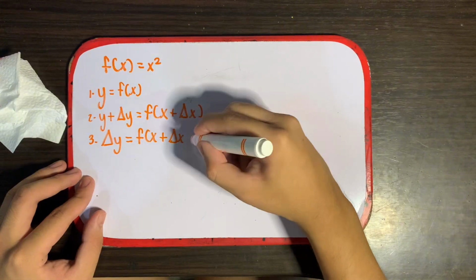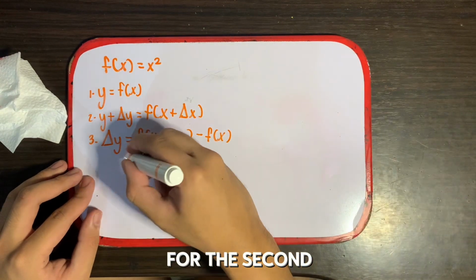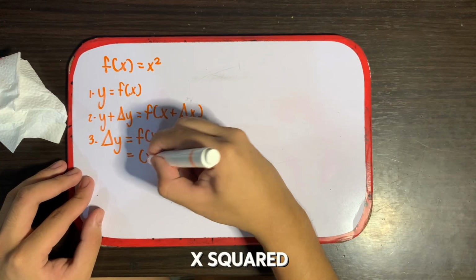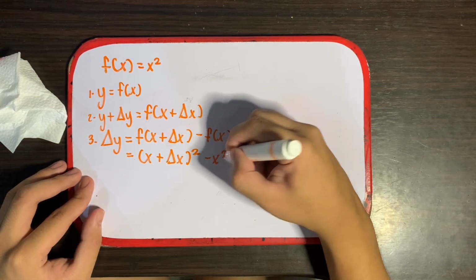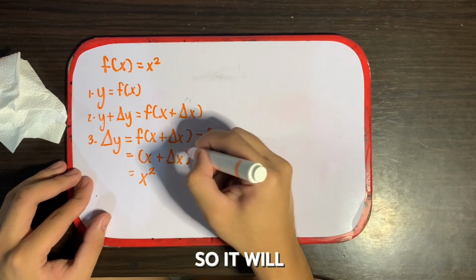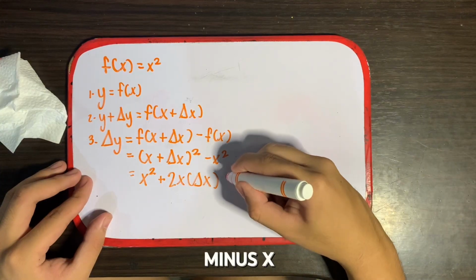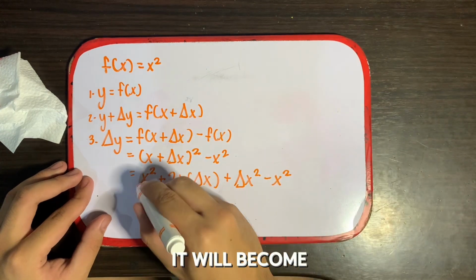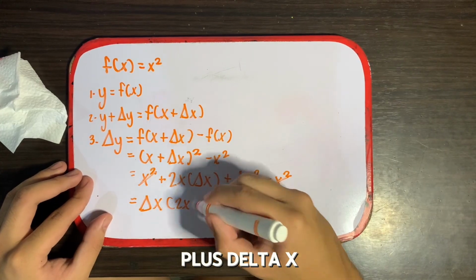We transpose the y in order for it to become f(x) since y is equal to f(x). For the second part of this step, we substitute f(x) = x squared. So it will become (x + delta x) squared minus x squared. After this, we distribute the square in the quantity x + delta x. So it will become x squared + 2x times delta x + delta x squared minus x squared. It will become delta x times (2x + delta x).